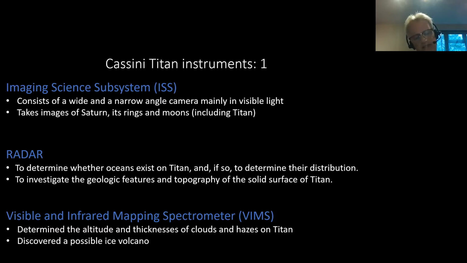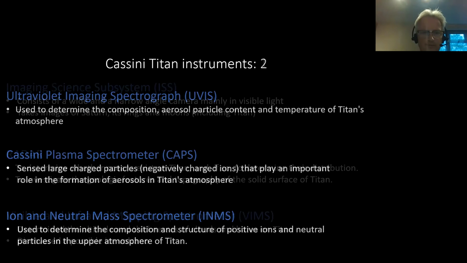It's able to determine the topography of the surface and to understand, therefore, what the geological features might be. It also had a visual and infrared mapping spectrometer. Spectrometry, as I'm sure you know, is one of the most powerful techniques in all of science, and it is able to determine the altitude and thicknesses of the clouds and hazes on Titan, and possibly did discover an ice volcano, although, as I mentioned, that's not conclusive.